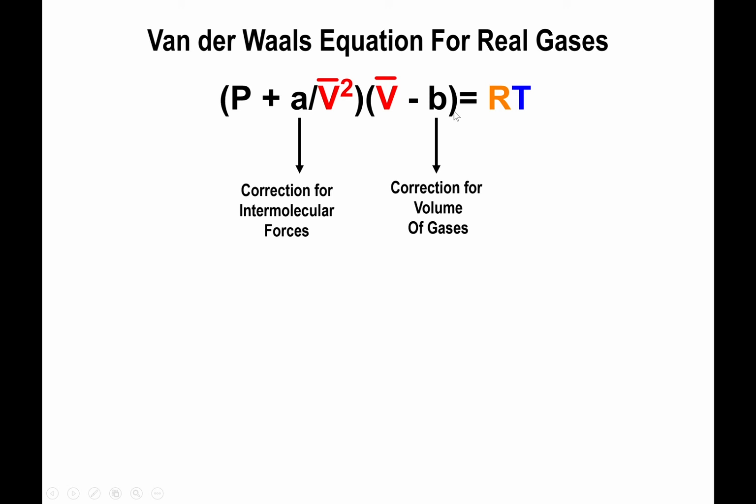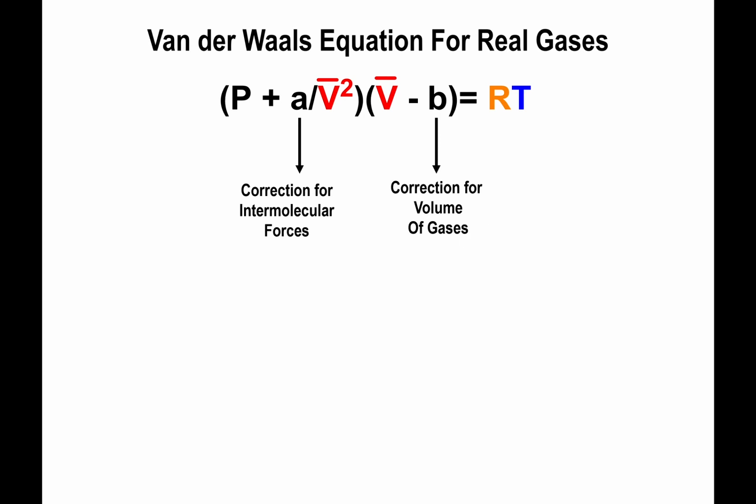And over here, subtracting the amount b from the molar volume tells us that the gases do occupy a volume of their own. So you actually have less volume available in your receptacle than you think. And intermolecular forces attracting gases together mean that your pressure is not exactly what you think it is ideally. So with these two correction factors, we account for the fact that intermolecular forces are present and that the gases do occupy some volume of their own.